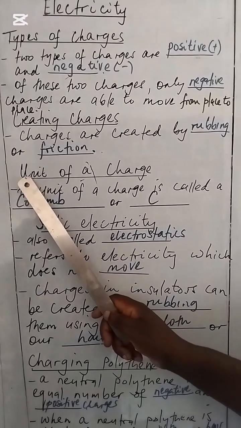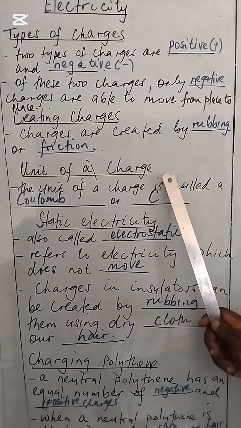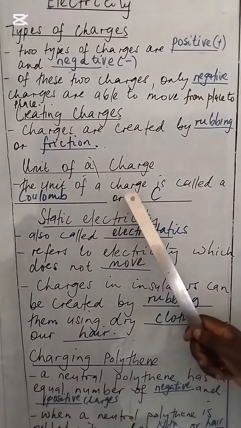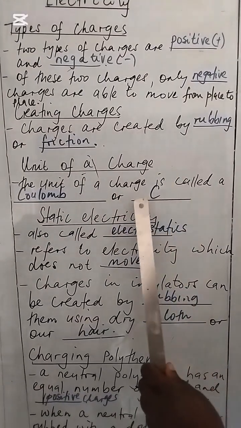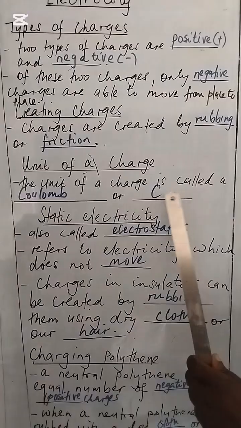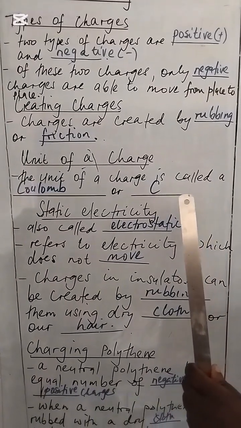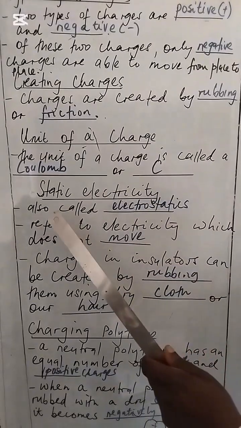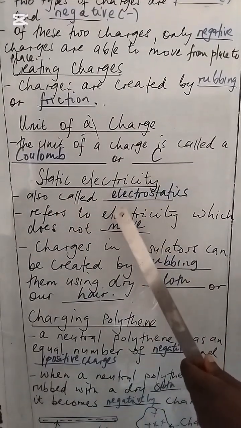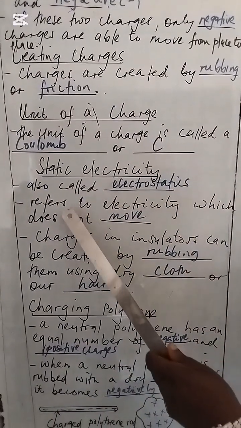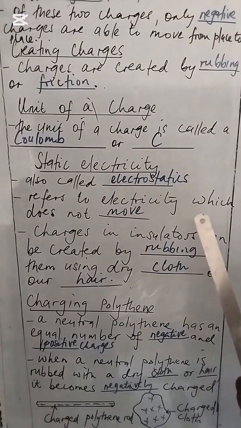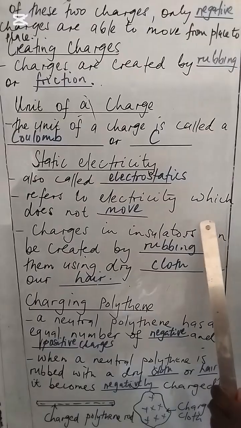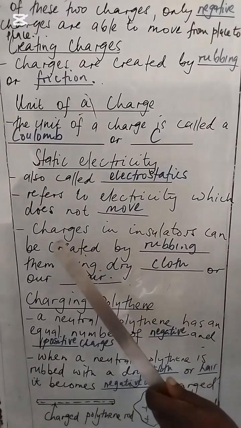Then the unit of a charge is called a coulomb, or a capital letter C for abbreviation. Then static electricity. Static electricity is also called electrostatics. It refers to electricity which does not move, or which is static or stationary.